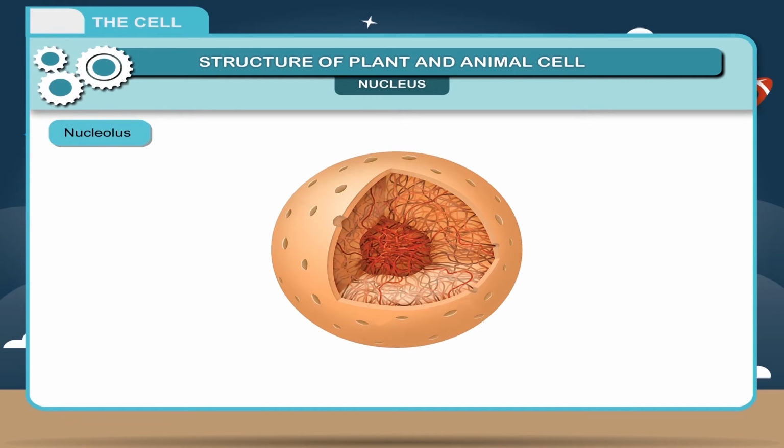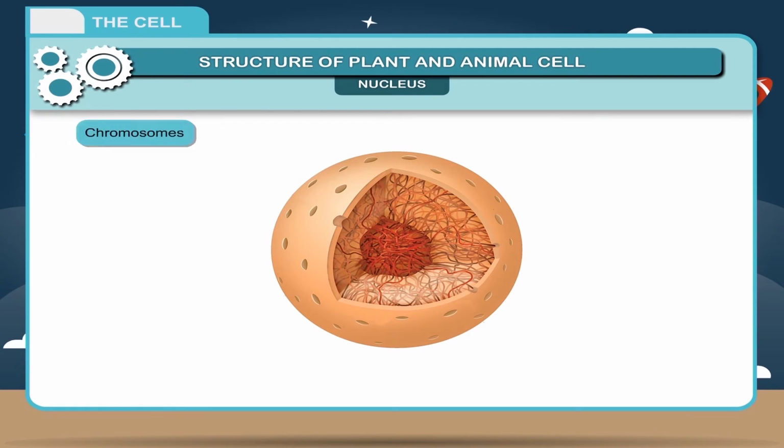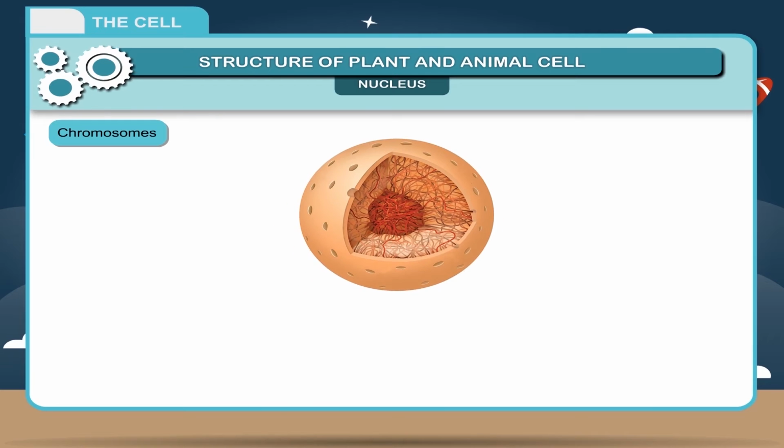3. Nucleolus. Small, spherical, naked structures without a membrane, found inside the nucleus. It contains ribonucleic acid, RNA. 4. Chromosomes. They are thread-like structures and consist of deoxyribonucleic acid, DNA, and proteins. They bear genes that carry and transfer hereditary characters from one generation to the next.